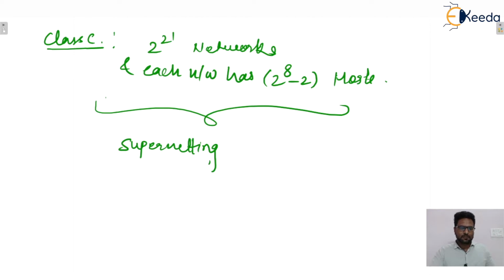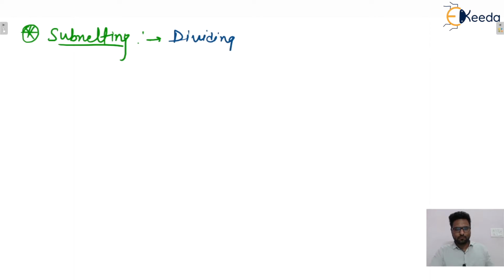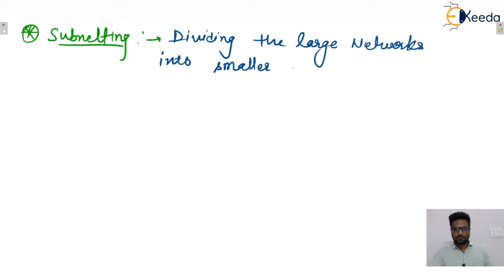So what is the concept of subnetting? Write down: dividing the large networks into smaller networks is known as subnetting.